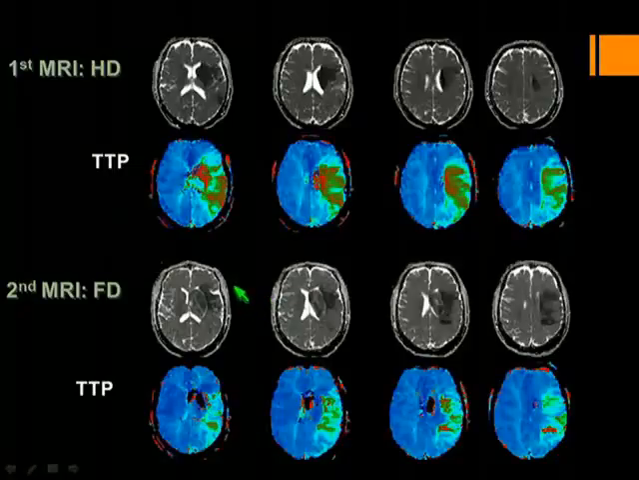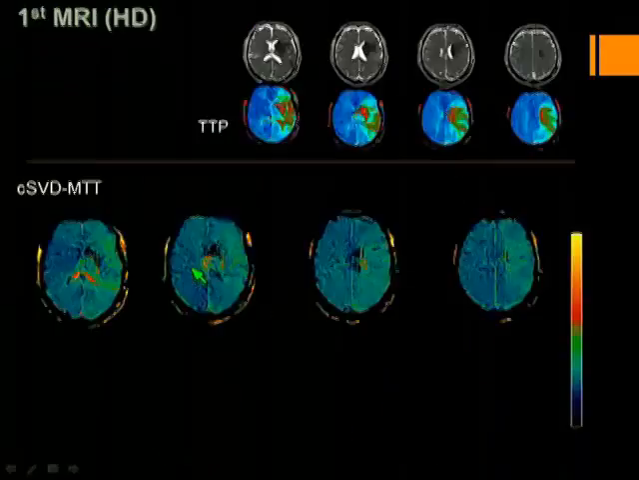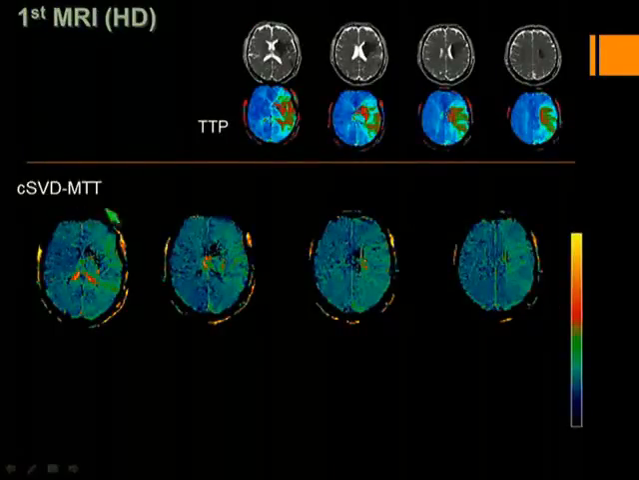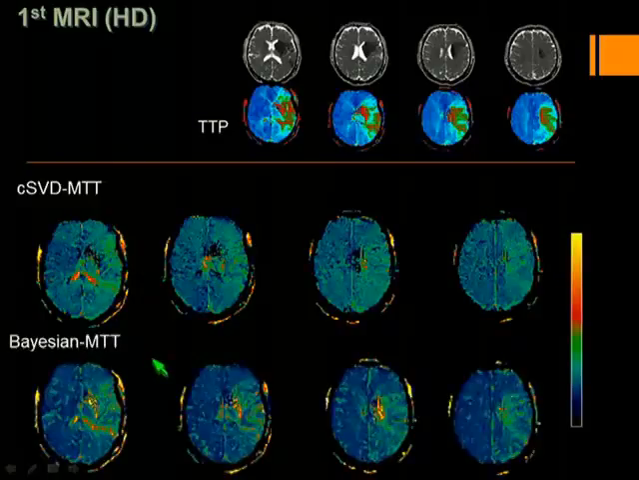But the problem really happens when you need to look at the numbers, when you need to do quantitative analysis, such as MTT, for example. If you look at MTT, you can see these are the deconvolution-derived MTT maps. These are heterogeneous in appearance, and we have a hard time delineating the perfusion abnormality. Contrast this with Bayesian-derived MTT. You can see better background suppression, less noise, and better delineation of the perfusion abnormality.